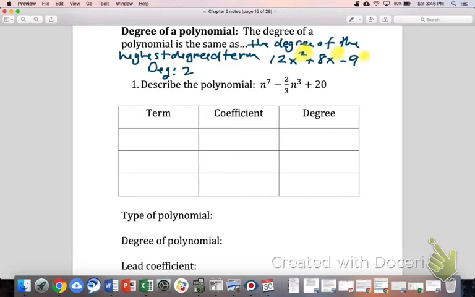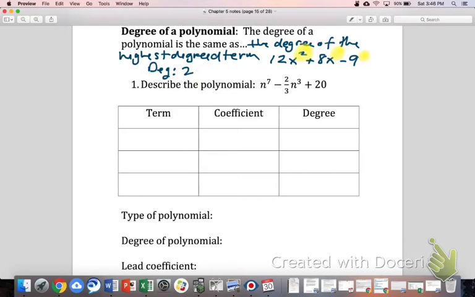Okay, so armed with all of that, let's see if we can do this example here where we describe the polynomial. So if you can, pause the video, try this, and we'll look at the answer here in just a second. Okay, so describing the polynomial, first of all, we're supposed to list out the terms. I see 3 different terms.